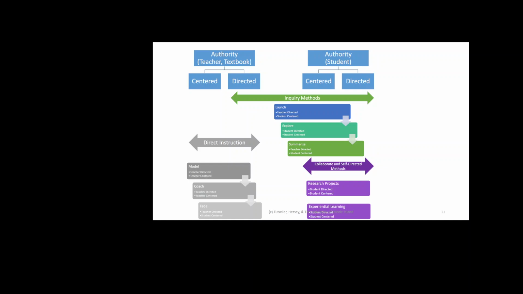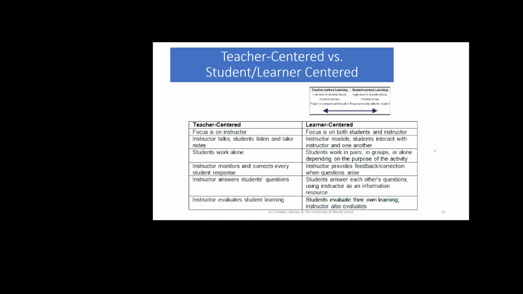Summarizing is teacher-directed and student-centered. And then there's some other things that are self-directed that students can do, like a research project, which is both student-directed and student-centered, especially if they get to choose the topic they want to research. And then experiential learning, which would encompass things like job shadows and internships. Those are both student-directed and student-centered because generally they're chosen by the student and tailored to what the student is interested in, and usually not directly overseen by a teacher.